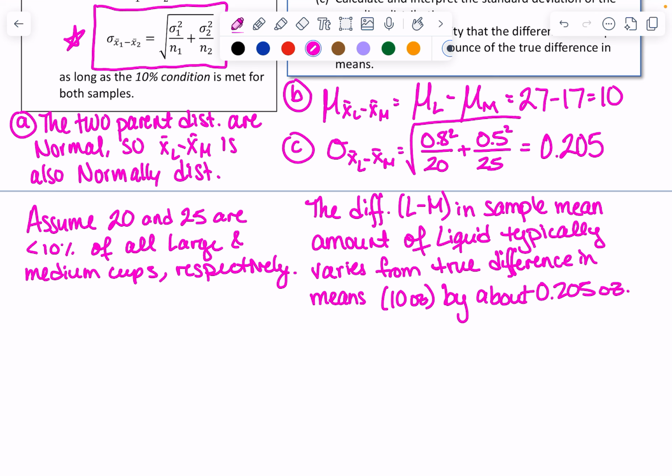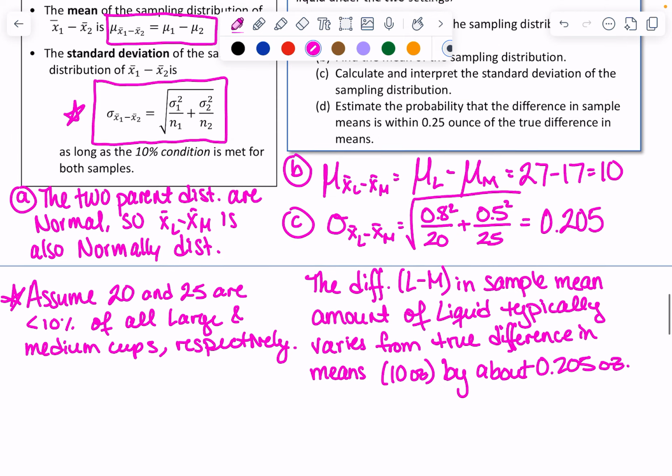Now, if you're like, Ms. Moser, I have no idea what you're talking about, to play it safe, you are more than welcome to do the 10% rule every single time. They're not going to mark you off for that. I'm just saying technically, if you're taking a sample from something that is quote unquote infinite, like a soda machine is, then you don't have to do the 10%. All right, let's finish this off.